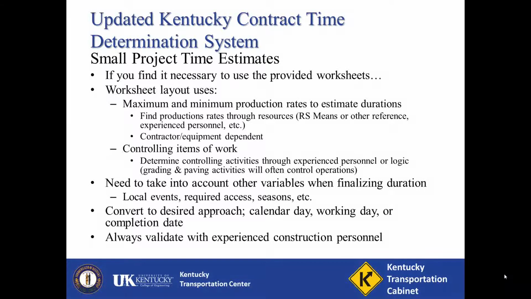For instance, on a small paving project, guardrail installation may not be a controlling activity because it has a high production rate and can be completed in complement with other more controlling activities. Also, as you're putting together a contract time estimate, you need to keep items in mind that cause schedule constraints. Examples include local events, required access, etc.